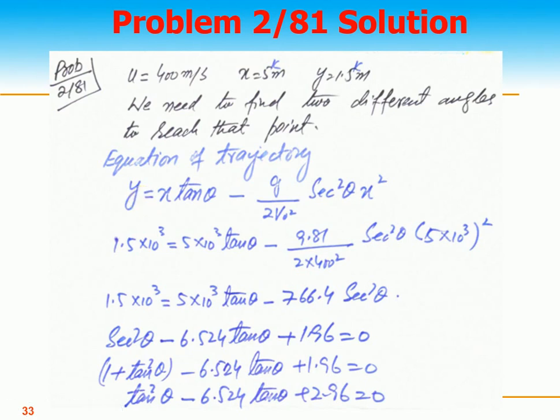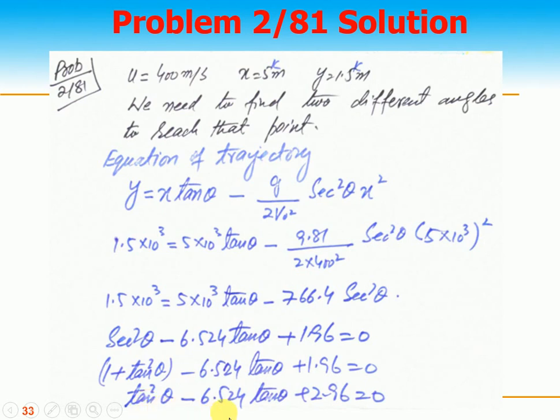The equation of trajectory is y equal to x tan theta minus g over 2 v naught squared times sec squared theta. I put in the values of y, x, g and the velocity, and I get this relationship. This is tan theta, and this is sec squared theta. This is the trigonometric equation that you have learned in your previous classes: I can convert sec squared theta into tan squared theta by putting 1 plus tan squared theta, right? So I put 1 plus tan squared theta, and this equation is converted into a second order trigonometric equation.